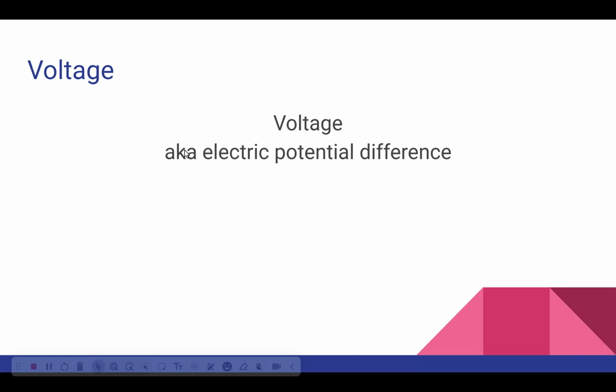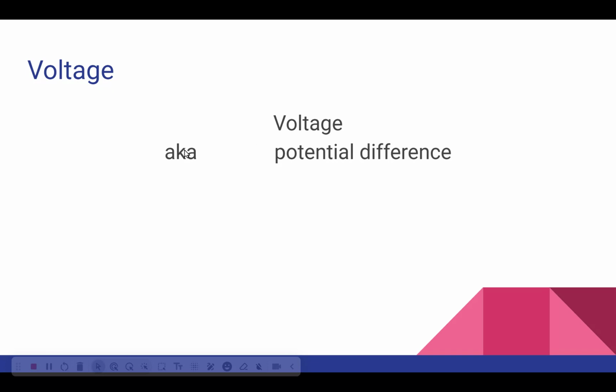Now, voltage goes by a bunch of names. And I'm really sorry about this because it's basically us inheriting not only decades, but centuries of people talking about this concept. So we can call it voltage. We can also call it electric potential difference, not to be confused with electric potential energy. That's what we were just talking about. But electric potential difference means voltage. Or you can get rid of the word difference and just say electric potential. Or you can get rid of the word electric and just say potential difference. And all of these mean the same thing. Voltage is electric potential difference. It is electric potential. It is potential difference.